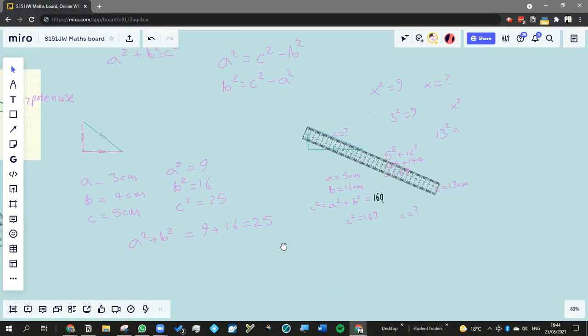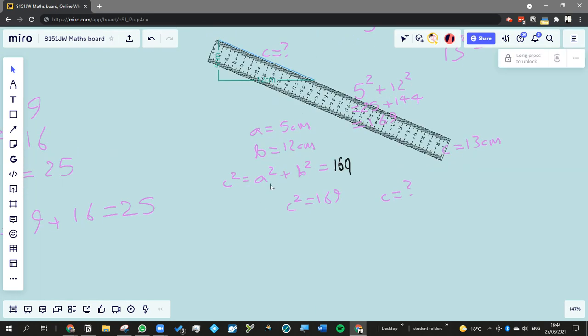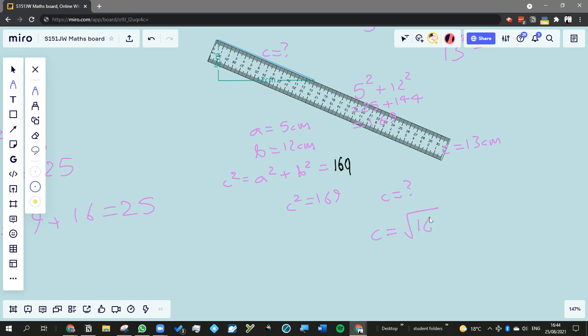And the only other thing to think about is that if we just found out that C squared is equal to A squared plus B squared, which is equal to 169, that therefore C squared is equal to 169. What is C? You worked it out, by the process of elimination, to be 13. But what you want to actually do, because sometimes it's not going to be a whole number, is that C is going to equal the square root of 169, which is something you can do on your calculator. And that is actually 13 in that case.